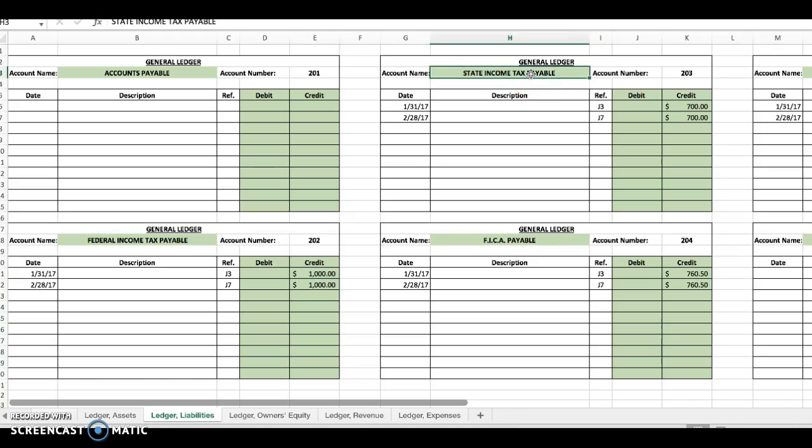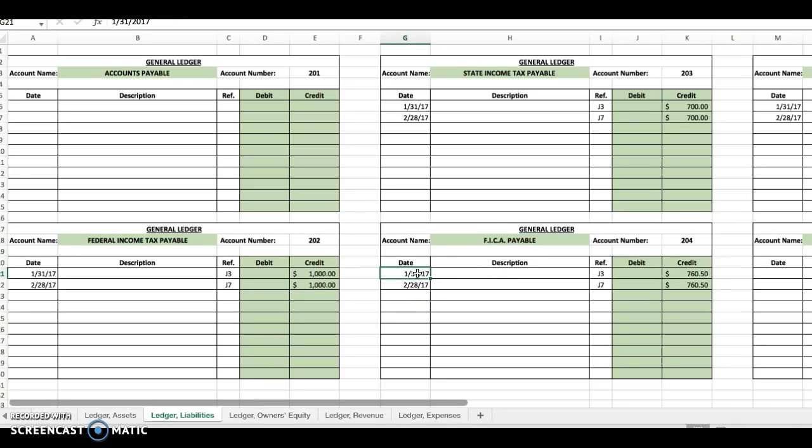State income tax payable, another liability account, and again, going back to the previous months, in January and February, we credited $700 in each of those months because that's when we paid our employees, and that's when we made that entry. FICA tax payable, if you remember, that account deals with the deductions that we have to take from the employees in order to pay their taxes for Social Security and for Medicare.